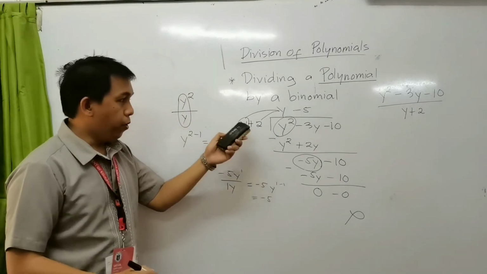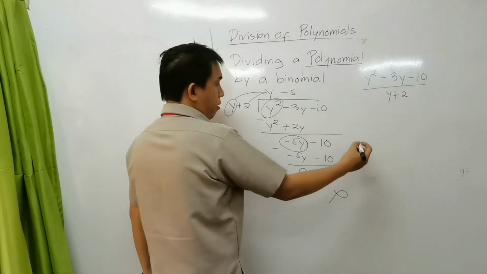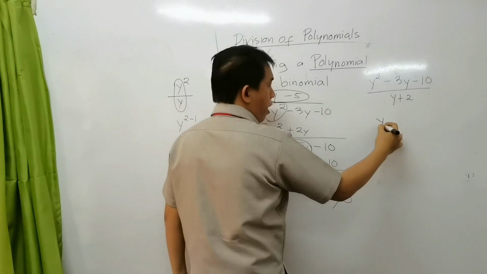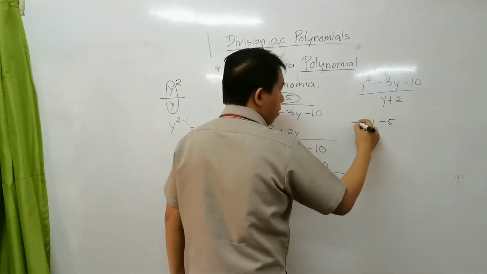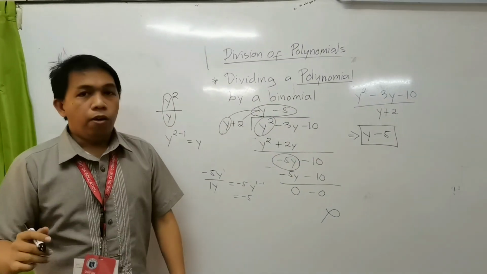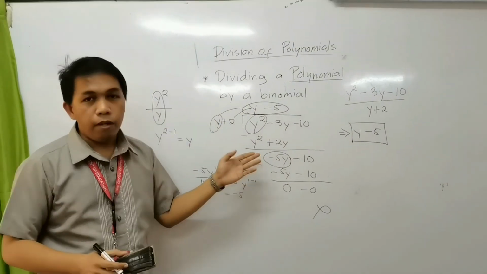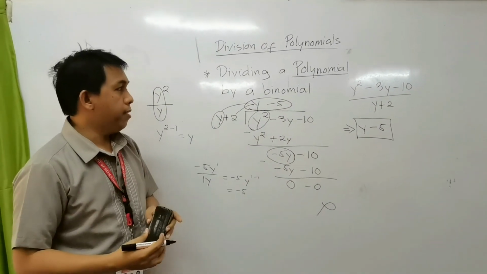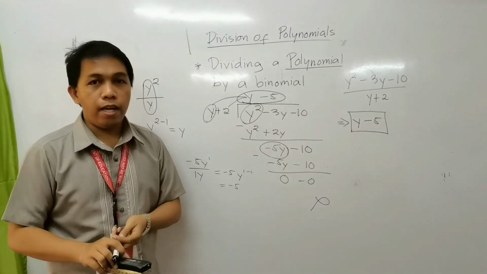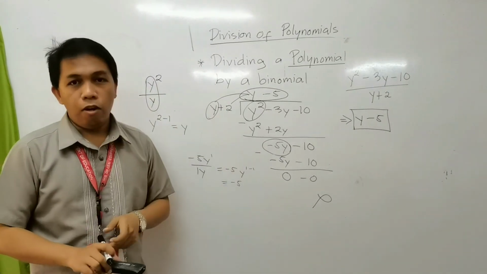So, meaning the answer of this equation, our quotient, is y minus 5. So that is the answer. This is just a simple long division process. And of course, that is the only way to divide a polynomial by a binomial, so we need to use long division.